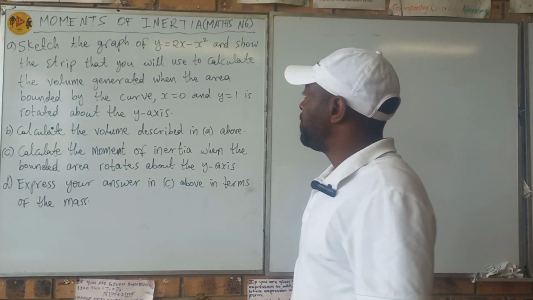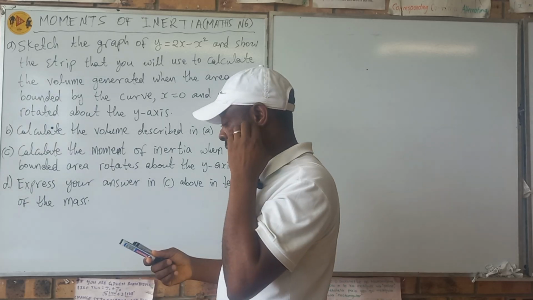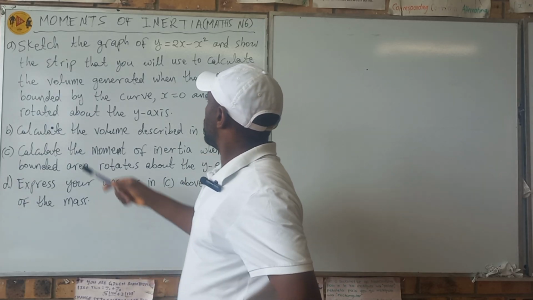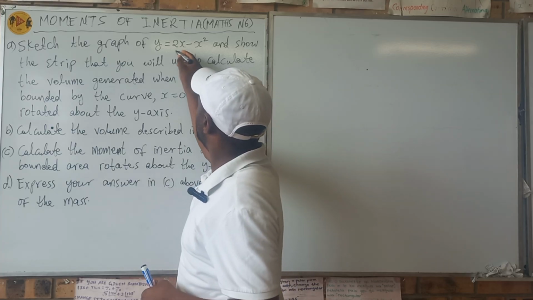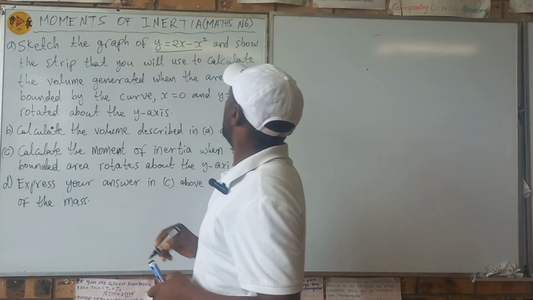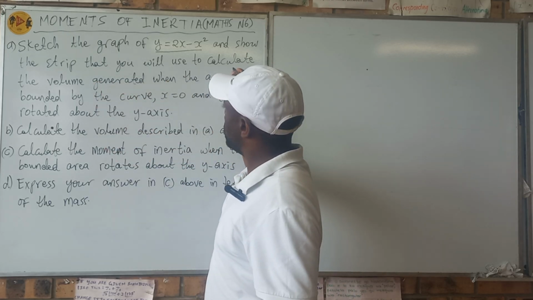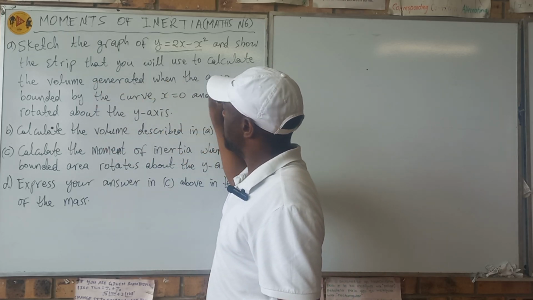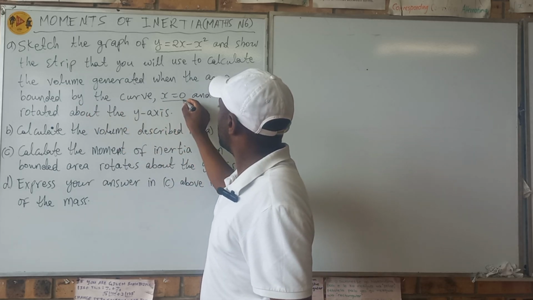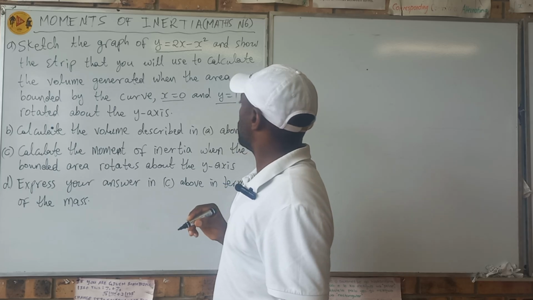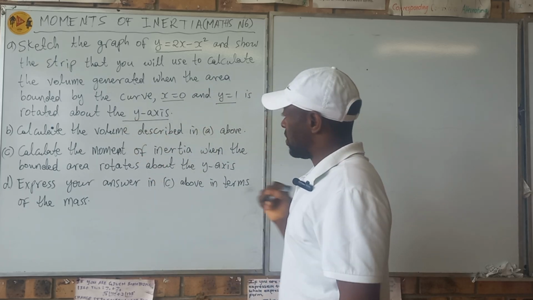Good day, everyone. We are busy with moment of inertia for mathematics today. So we'll go through this question. It says sketch the graph of y equal to 2x minus x squared. I'm underlining the important aspects and showing the script that we will use to calculate the volume generated when the area bounded by the curve, x equal to 0 and y equal to 1 is rotated about the y-axis.